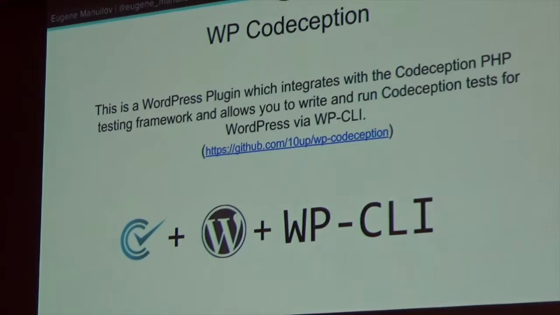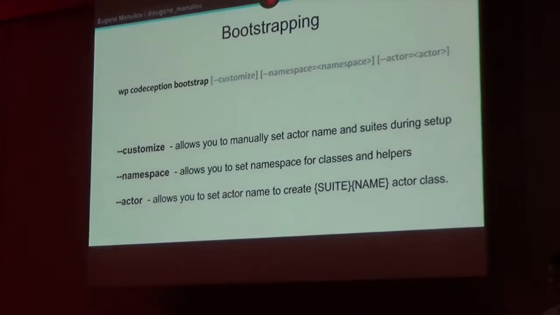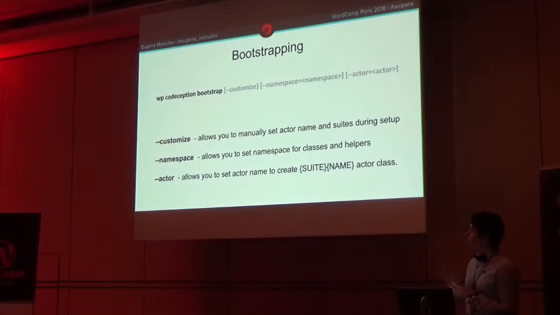As I said, it uses WP-CLI commands, so let's check the basic commands which we have. To create testing environments in our projects, we need to run the WP Codeception bootstrap command. It will create a global config in your project, and by default, it will create three suites, one suite for each testing level. So you will have a unit suite, a functional suite, and an acceptance suite in your folder.